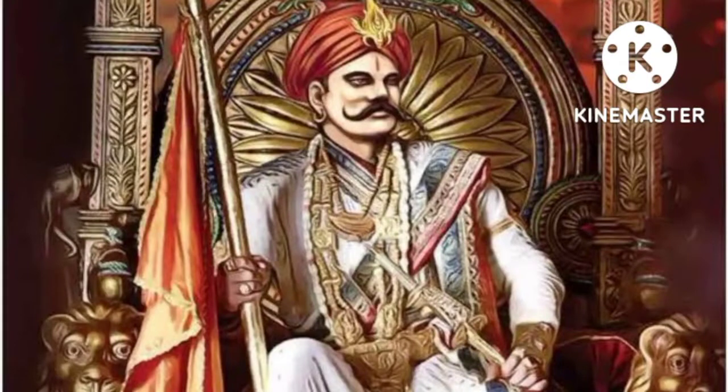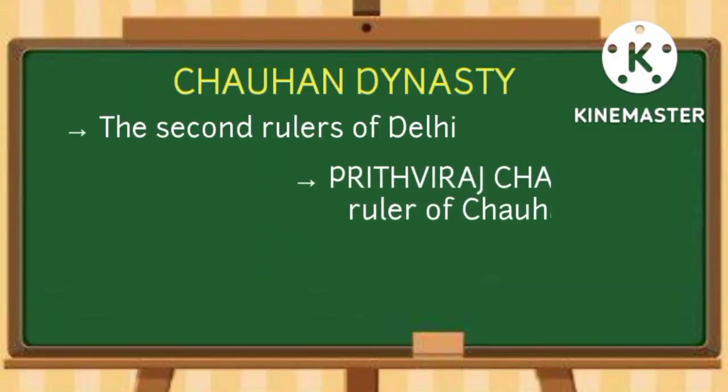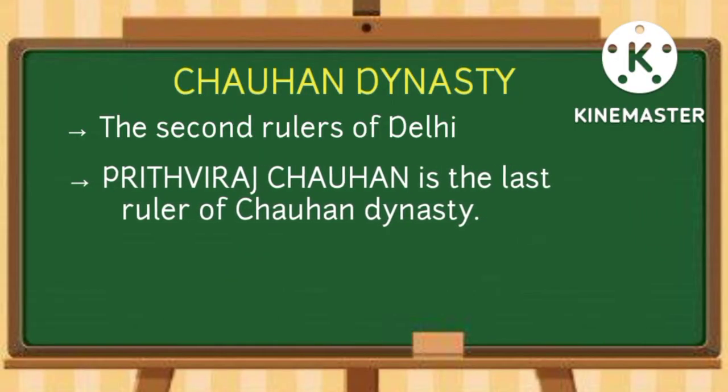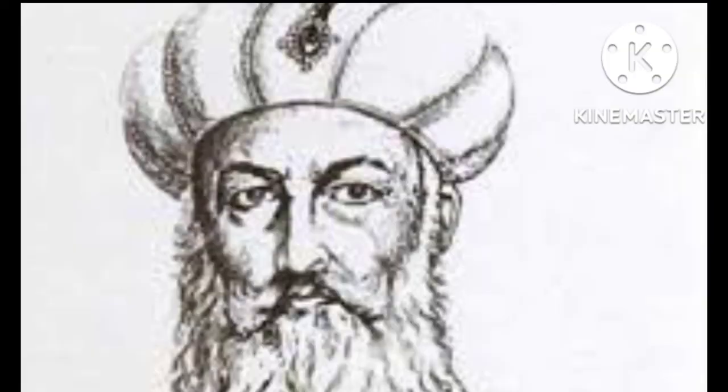After the reign of the Tomar kings, it was the reign of the Chauhans in Delhi. The last ruler of the Chauhan dynasty is Prithviraj Chauhan. But Prithviraj Chauhan was defeated by Muhammad Ghori, who came from Kabul, which is in present Afghanistan.